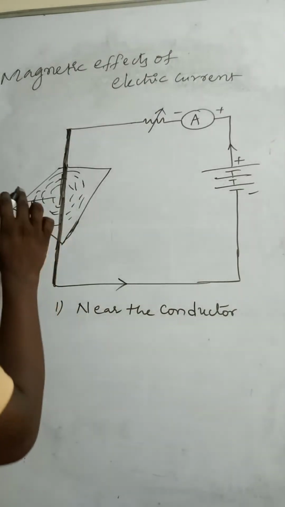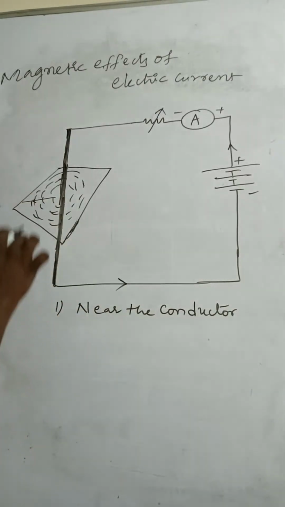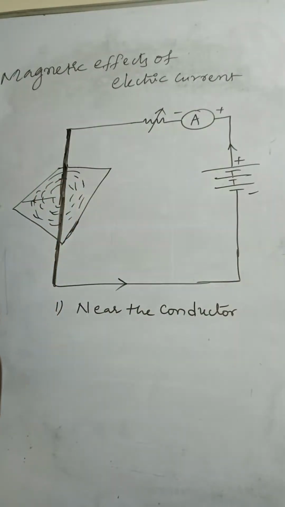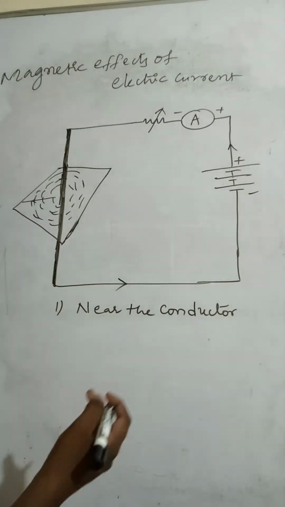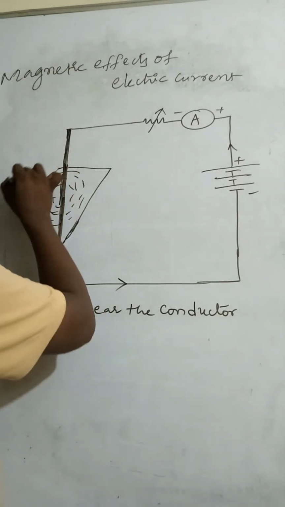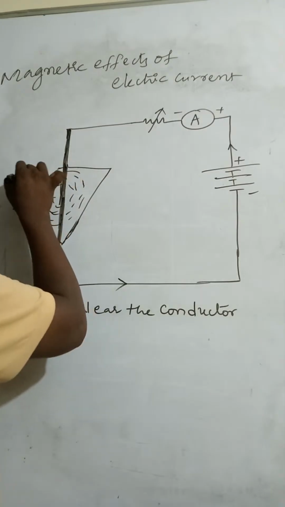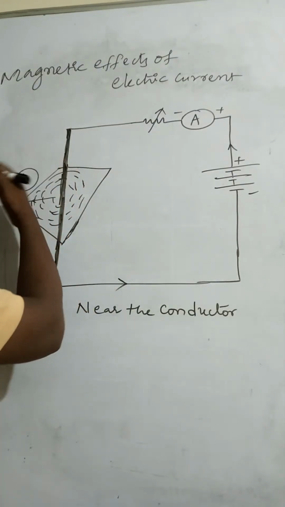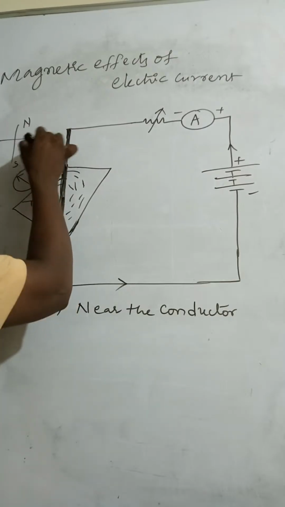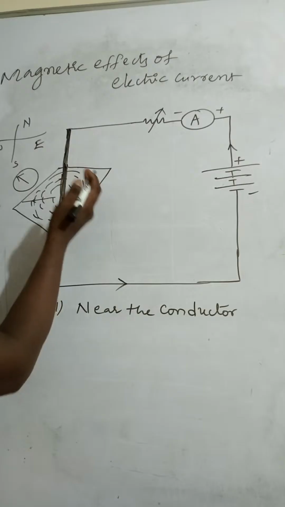So it depends on distance also. When near to the conductor it will be more. When you are moving away from the conductor, the magnetic field decreases. So if you are placing the compass here, the deflection will be, if you are considering north, south, east, west, towards west.